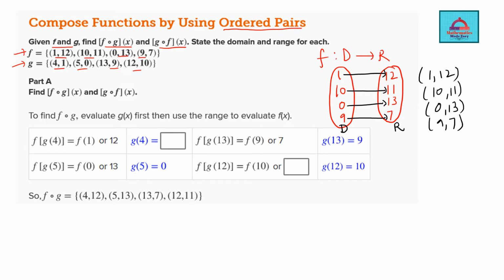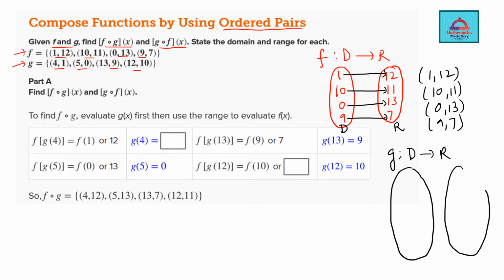In a similar way, you could do it for g also. Let's do g, now, domain to range. First I will write the domain input, then I will write the range output. So what are the points? 4, 5, 13, 12 and 1, 0, 9, 10. So I know my function is going to go in this form.